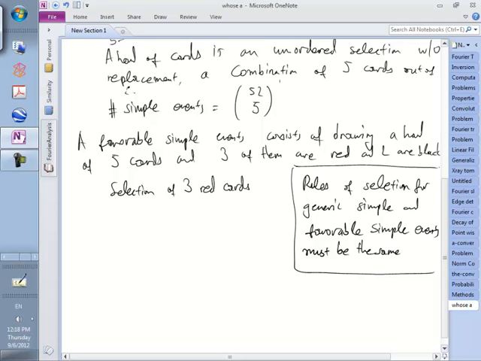And that's because you can't divide apples by oranges. If you use one way to select in the denominator and a different way to select in the numerator, then you divide things that are not exactly the same. So you will end up with the wrong result. That's very critical. So the selection of the 3 red cards is a combination, again, because we use combinations for the denominator, a combination of 3 cards out of the 26 red cards. So we use 26 choose 3. This is the number of ways to select the 3 red cards.